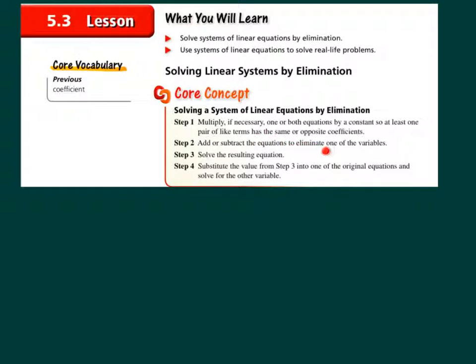Step 2, we have to add or subtract our equations to eliminate one of the variables. Step 3, solve the resulting equation. And then step 4, substitute that value into the equation and solve for the other variable. And again, there could be even a step 5 here where we can check our work, you guys. So again, we can always check our work this chapter to make absolutely certain that we do have the correct answer.